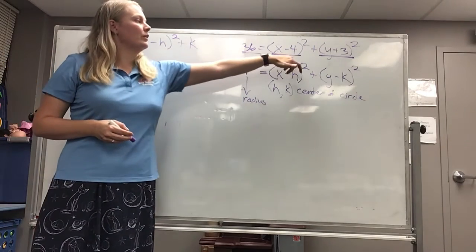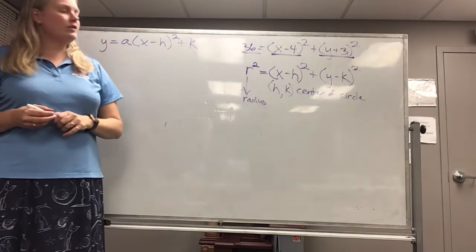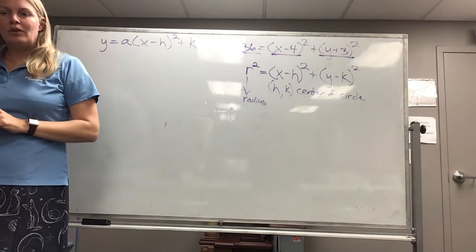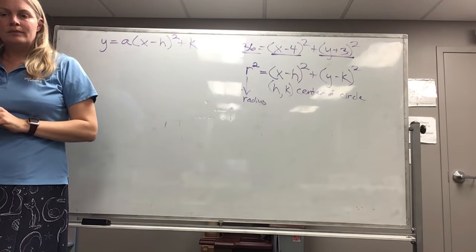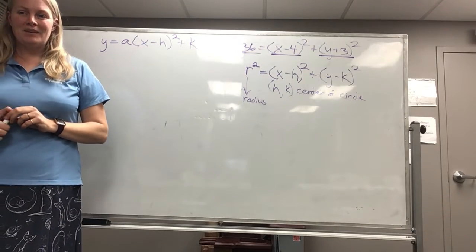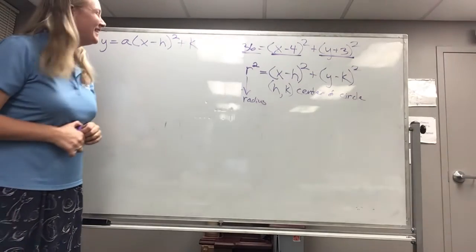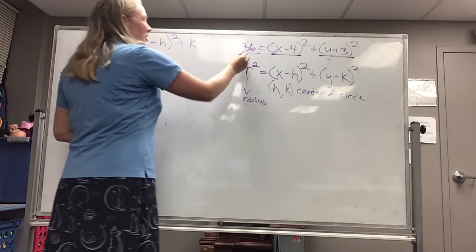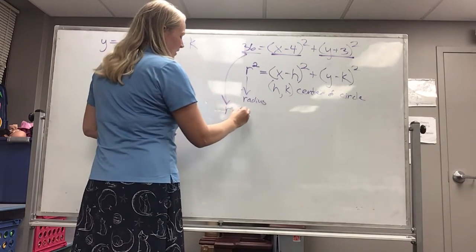So back to this original equation, what is the radius of our circle? 6. Oh, there's a voice, hello. But yes, square root of 36, our radius equals 6.